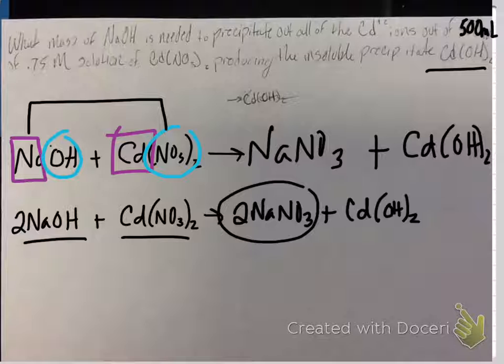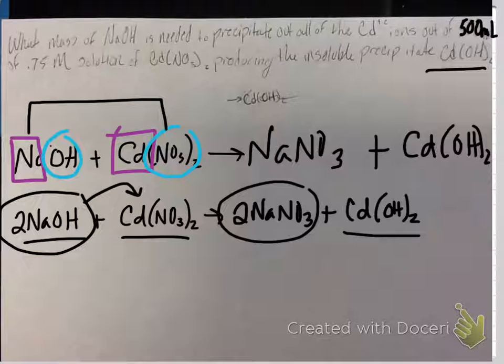So this one is very soluble. It stays a clear solution. This is insoluble, and that's what it's saying. This is insoluble, and so it's going to precipitate out. So what we want to know is how much sodium hydroxide do we need to get every single bit of this cadmium to precipitate out. So the first thing we have to understand is how much cadmium we have to start with.